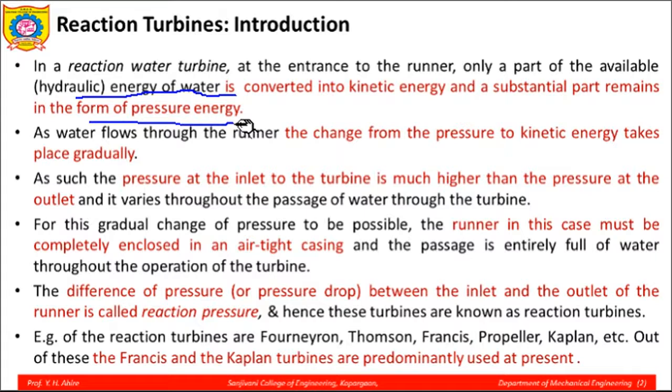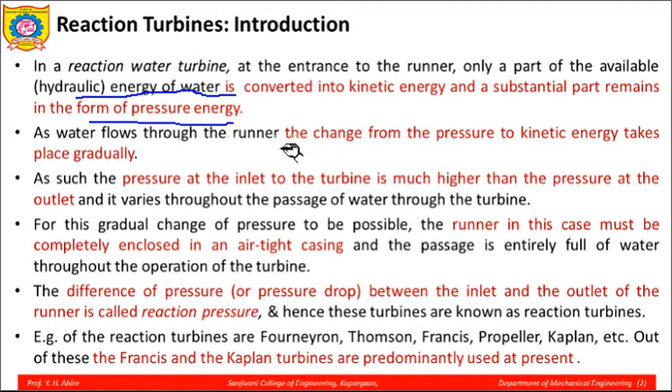Okay. If you remember the working of a Pelton wheel, at the inlet of a turbine, we had a nozzle that would convert all of the hydraulic energy, that is pressure energy, potential energy, into kinetic energy. But here in the reaction turbine, at the entrance of the runner, only a part of the available hydraulic energy, means potential energy or pressure energy, is converted into kinetic energy, and the substantial amount of energy still remains in the form of pressure energy. Okay, that is a big difference.